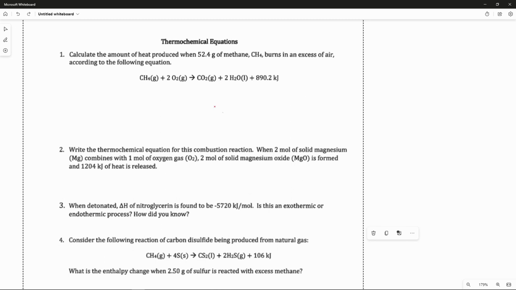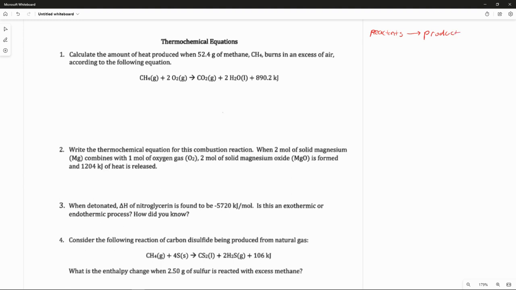Alright, let's go over some thermochemical equations. But before that, I want to go over some key information about this exothermic, endothermic stuff. So you have an equation, which I'm going to start as reactants, and then the arrow comes, and then it's the products. An easy way to remember this is you react something together to make a product.